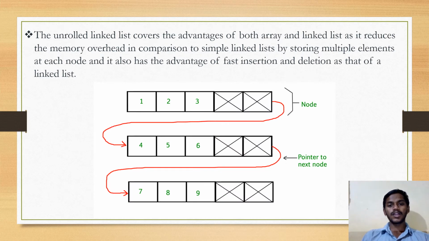The unrolled linked list covers the advantages of both array and linked list, as it reduces the memory overhead in comparison to a simple linked list by storing multiple elements at each node. And it also has the advantages of fast insertion and deletion as that of the linked list.